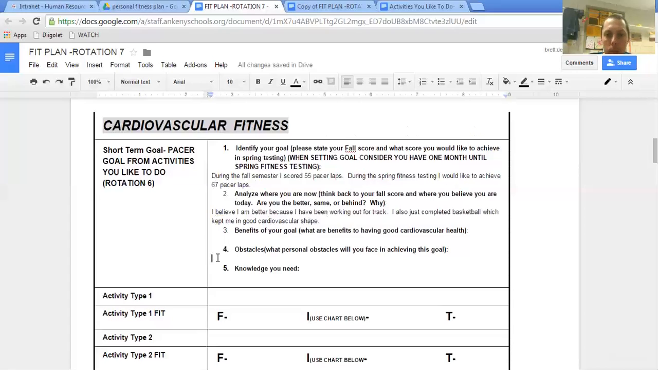Obstacles. What personal obstacles are you going to get from achieving this? I have been dealing with a knee injury for the past month.